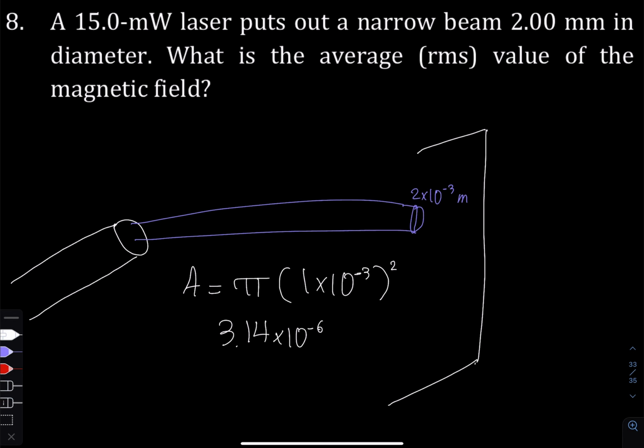Then we want to find the intensity, right? And intensity is defined as power over area. Then we're going to use that to find the average magnetic field. The average magnetic field relative to the intensity is like this. It's going to be speed of light, permeability of free space, and then magnetic field average squared.